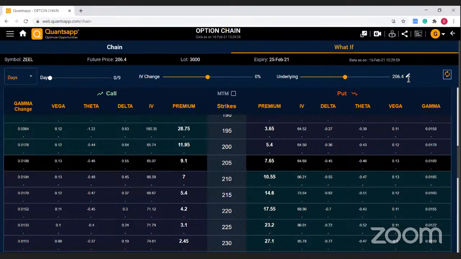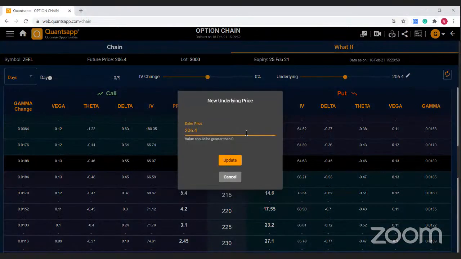So if I'm buying a call option or a put option, and I want to see how much the option premium will get affected if the underlying price moves.